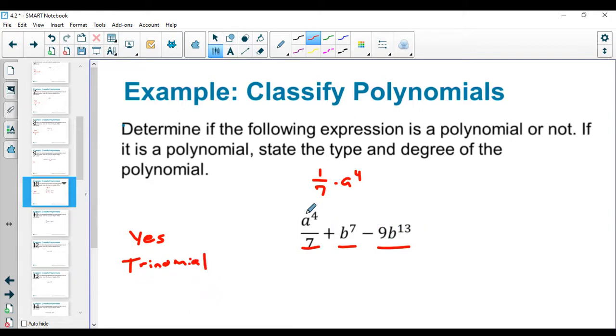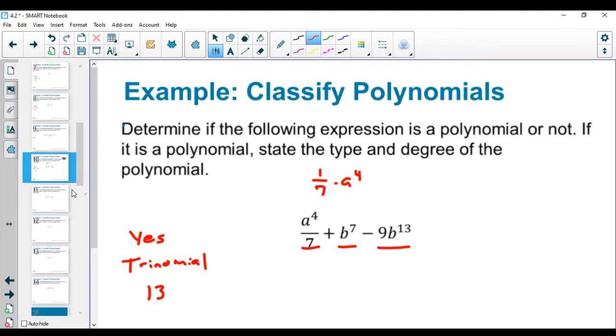And the degree is the highest one. So here's 4, 7, and 13. The highest one is 13. Highest one always wins. A few more to get through. I know I'm going a little fast, but the video will be up if you just need to like leave some space and copy some of them down.